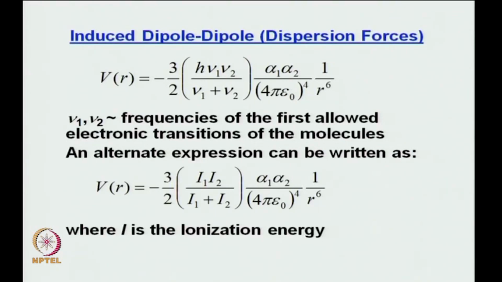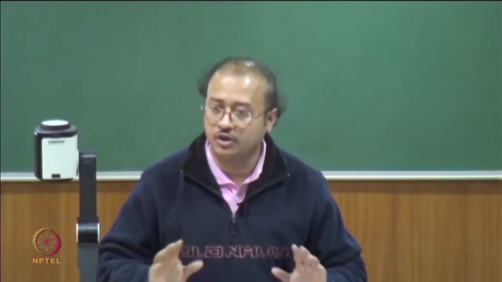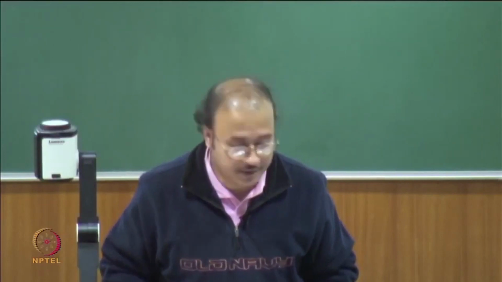And an alternate expression for this V of r is given at the bottom, where V of r is equal to minus 3 by 2. Now that nu 1 and nu 2 have been replaced by the respective ionization energies I 1 and I 2. So, I 1 is the ionization energy of say molecule A, or molecule 1, and I 2 is the respective ionization energy of molecule 2. Anyway, the derivation of this is involved, and we will not be going through that this class.